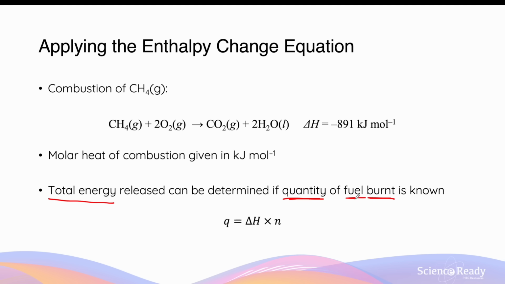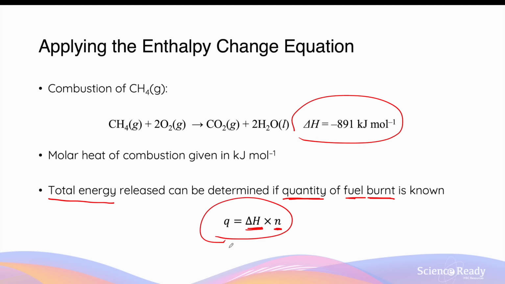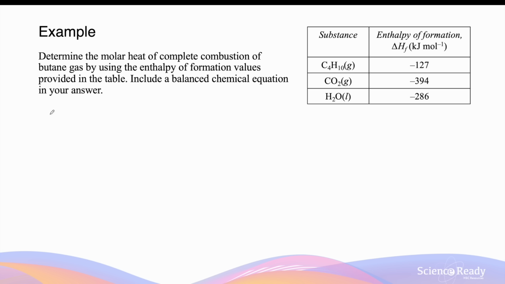This can be determined by simply multiplying our molar heat of combustion, this number here, by the number of moles of methane used in combustion. This will give us the energy Q released by the reaction. We'll talk about the use of this equation in further calculations in its own video. Let's look at an example calculation to consolidate what we've discussed in this video.